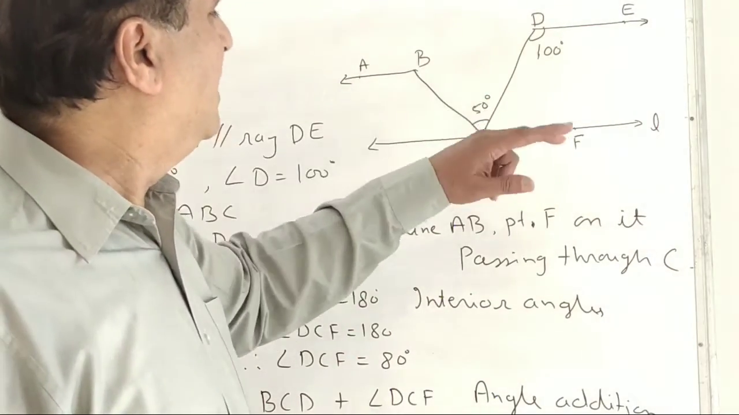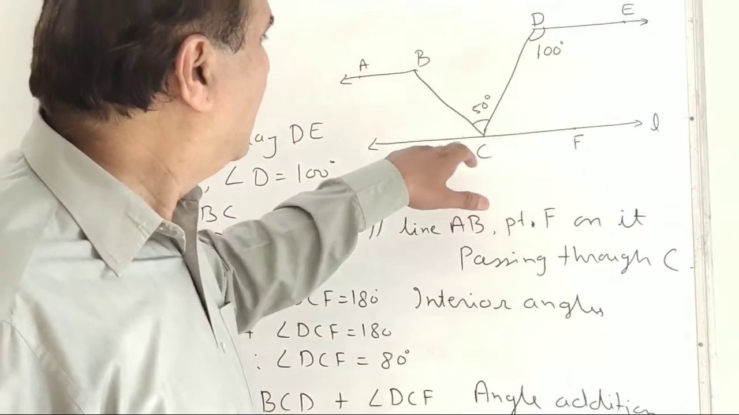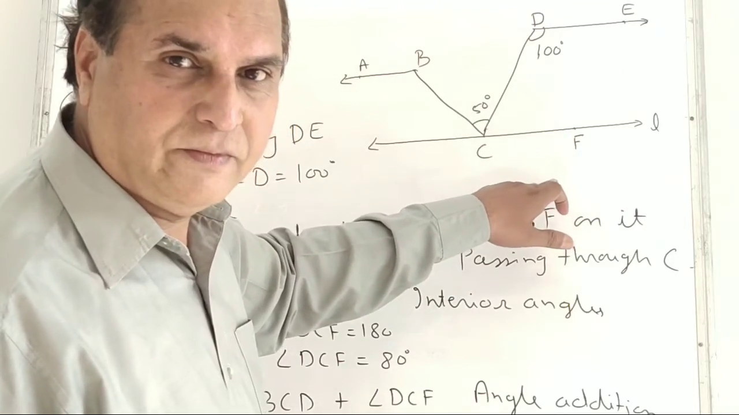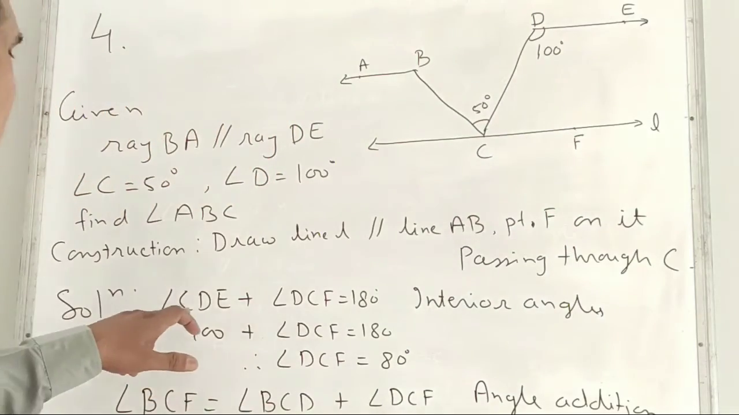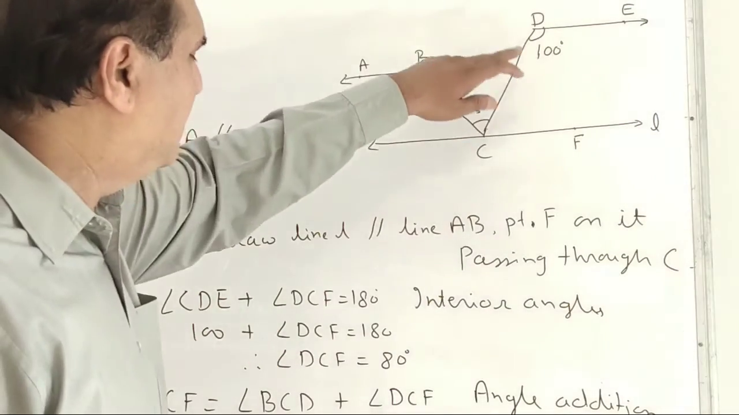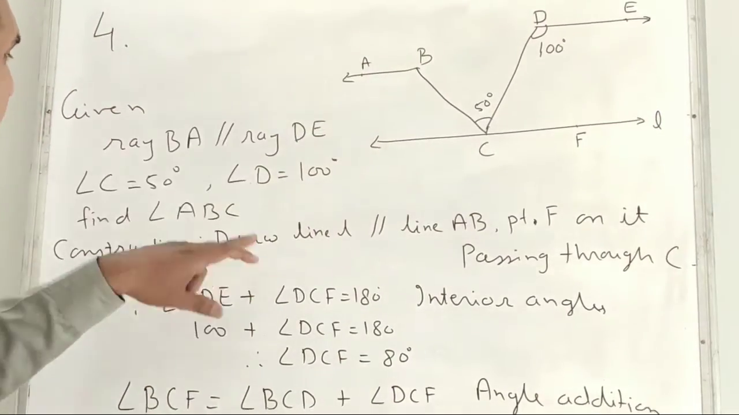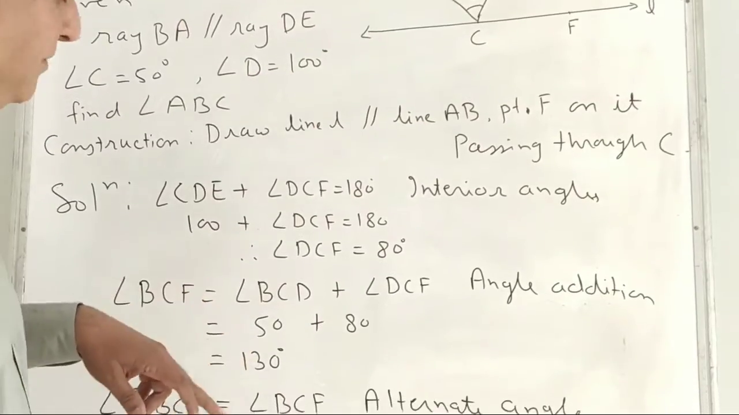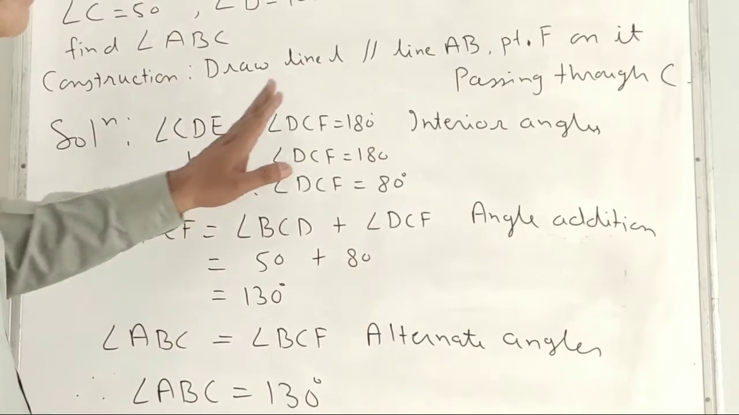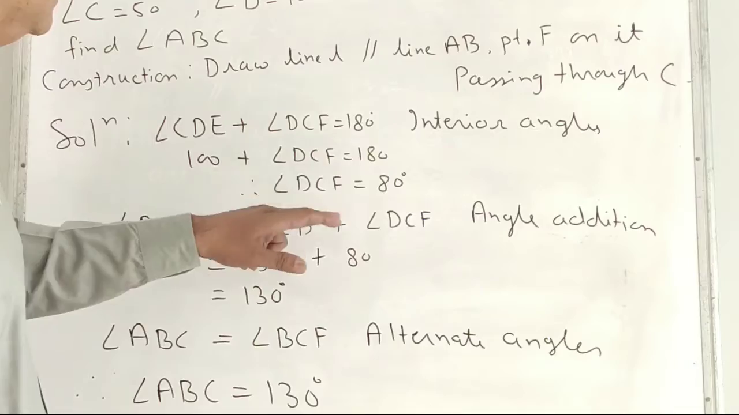Now these lines are parallel, so interior angles must be supplementary. Angle CDE, which is 100, plus angle DCF equals 180, interior angles. Interior angles must be supplementary. So CDE is 100, given. 100 plus angle DCF equals 180. 100 shifting to that side becomes minus. 180 minus 100 is 80. Angle DCF is 80.